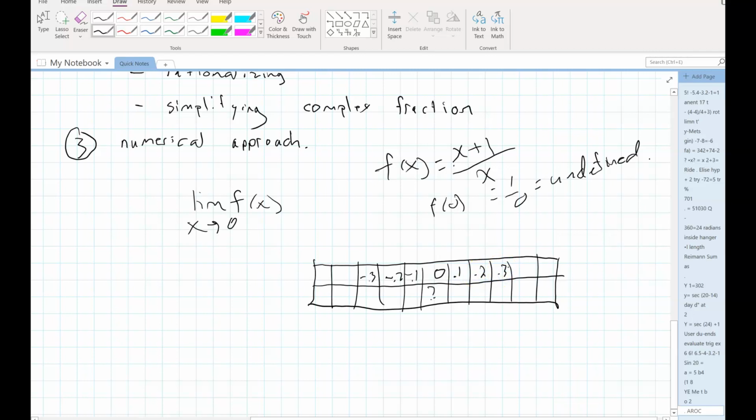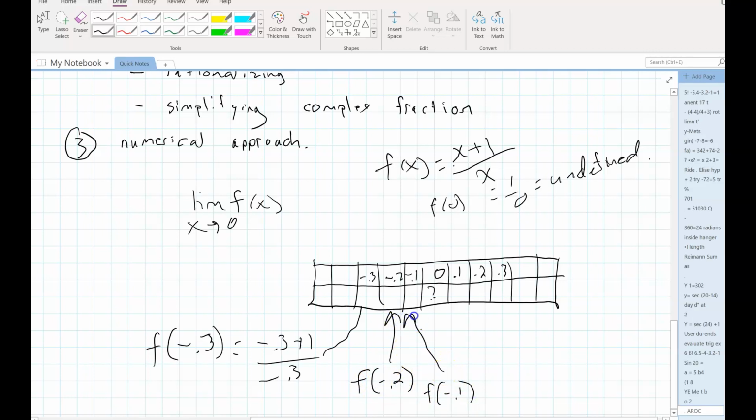So then what I'd have to do is actually start calculating that and say, okay, what is f of negative 0.3? And that would be negative 0.3 plus 1 over negative 0.3. So I would start calculating these values, and then I would do f of negative 0.2, put that in there, f of negative 0.1, put it in there, and then do the same thing on the other side, f of 0.1, f of 0.2, f of 0.3.